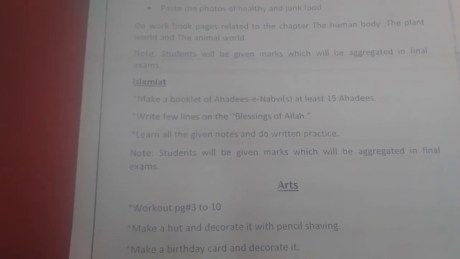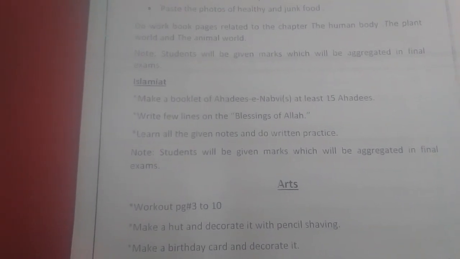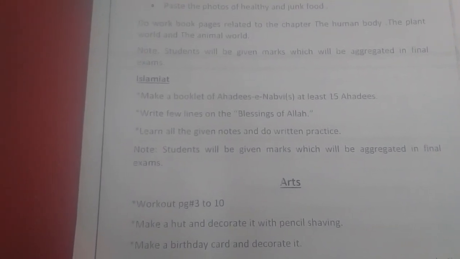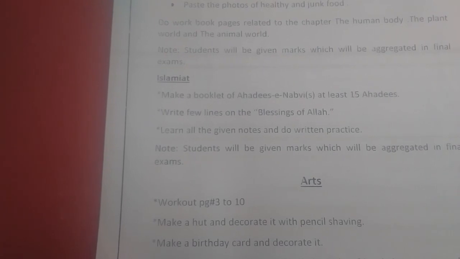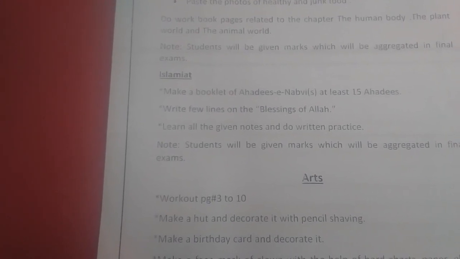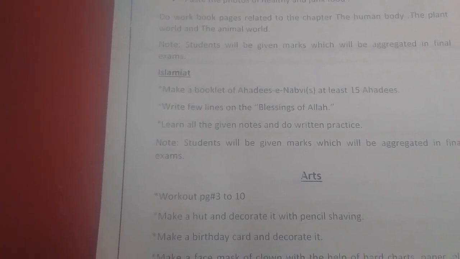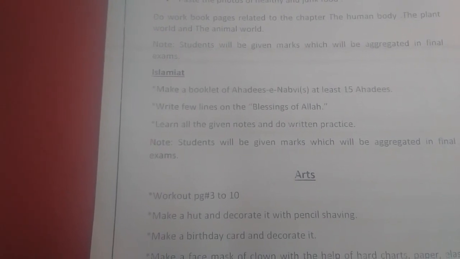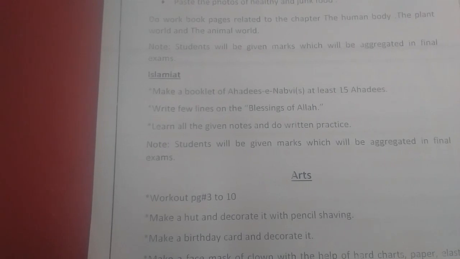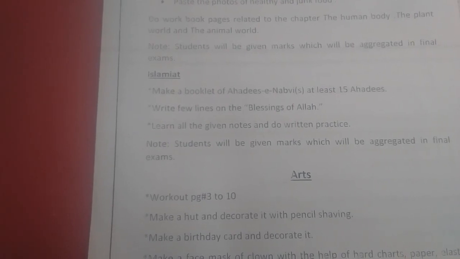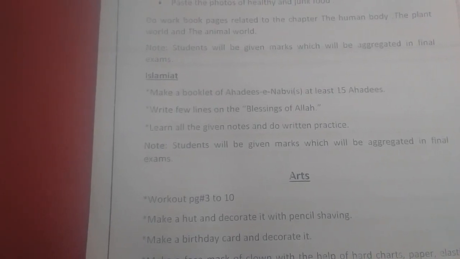For Islamiyat, what you have to do, you have to make a booklet of Ahadith-e-Nabawi, at least 5 ahadith. You have to write 15 ahadith in the booklet that you will make. And then you have to write a few lines on the topic blessings of Allah. Then you have been given an instruction that you have to learn the given notes and do some written practice.